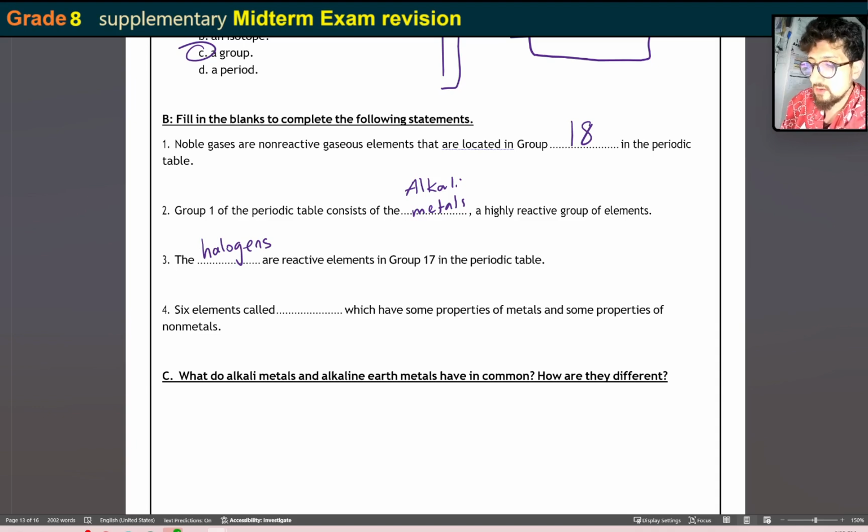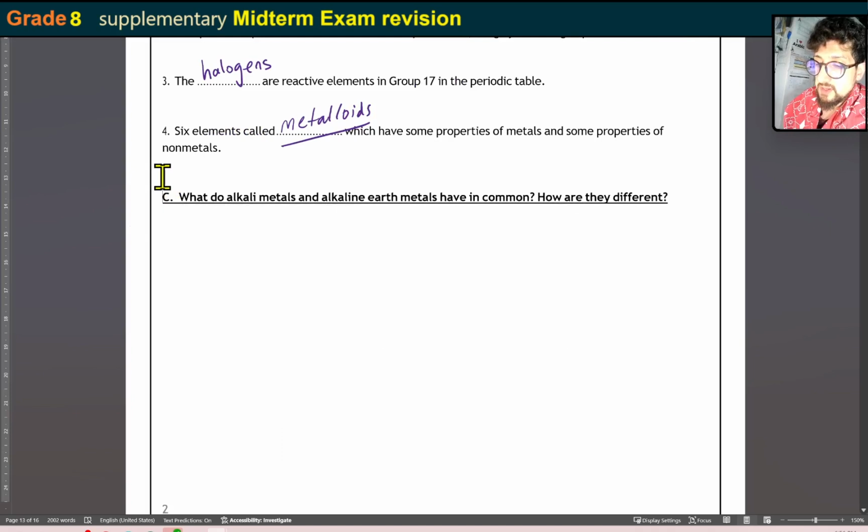6 elements called what? Which have some properties of metals and some properties of nonmetals. So they are metalloids. And these guys will act like metals under certain conditions, or like nonmetals under certain other conditions, like temperature and light and so on. Yeah, they're very interesting. There's 6 of them.